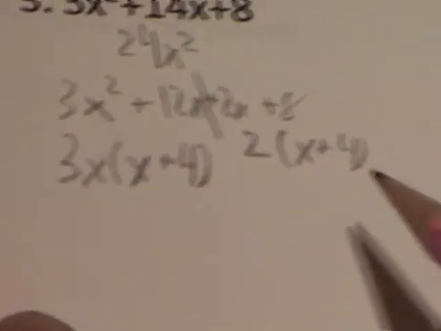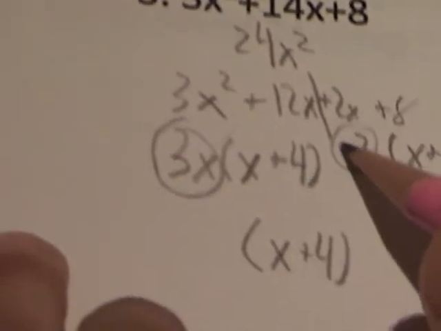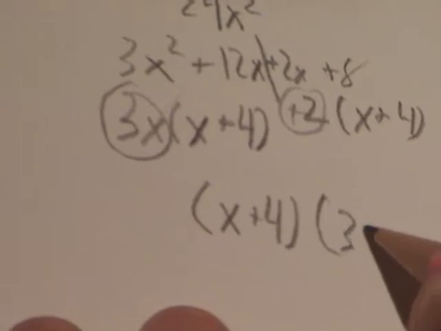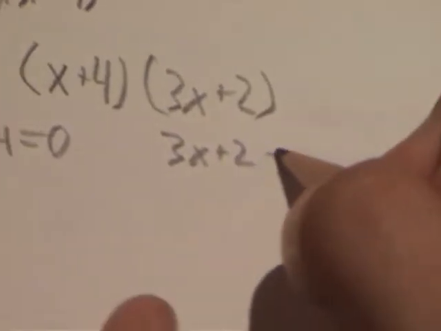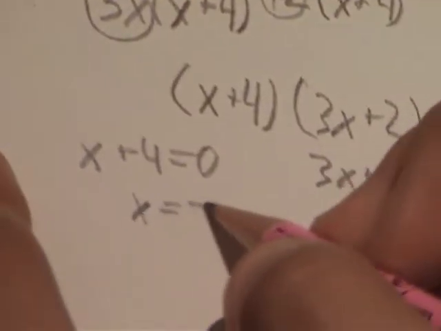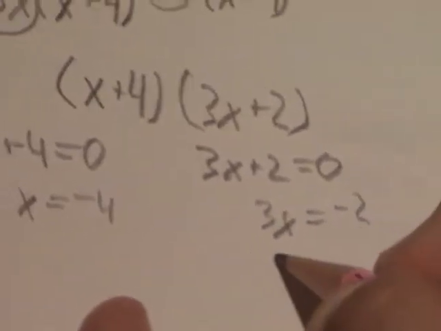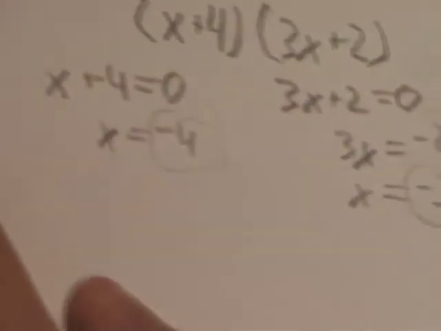Your x plus 4 chunk is the same. So now carry that down. X plus 4. These will become the parts of your second chunk. Since that's positive, it's a plus. So 3x plus 2. Now separate each chunk and have it equal to 0. X plus 4 equals 0. 3x plus 2 equals 0. X equals negative 4. 3x equals negative 2. X equals negative 2/3. And these, once again, are your roots.